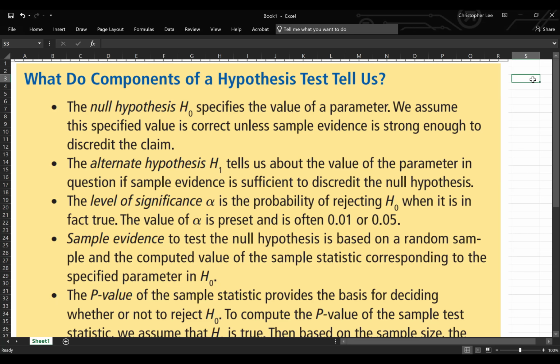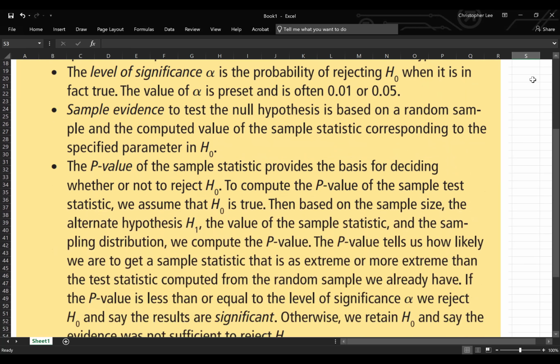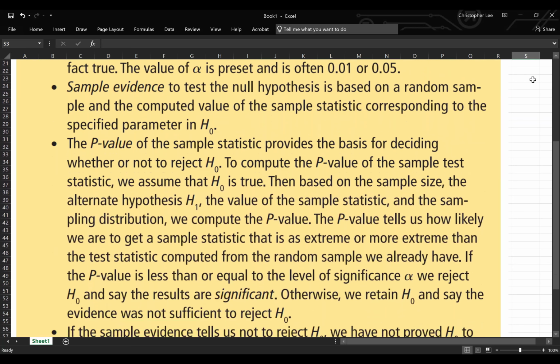The level of significance alpha is the probability of rejecting the null hypothesis when it is in fact true. The value of alpha is preset and is often 0.01 or 0.05, for example, right? Sample evidence to test the null hypothesis is based on a random sample and a computed value of the sample statistic corresponding to the specified parameter in the null hypothesis. The p-value, right? That's how we do this.